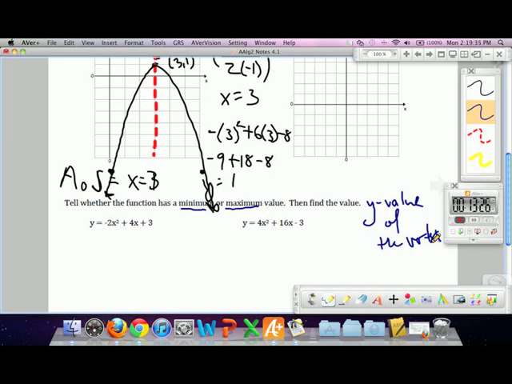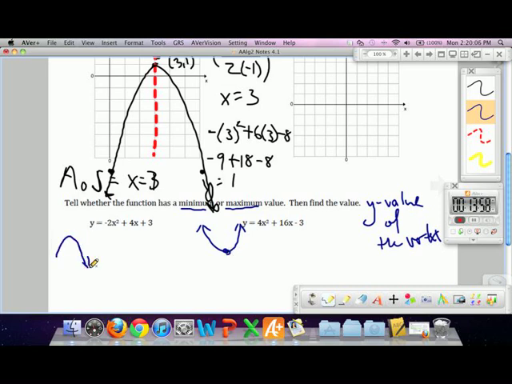Absolutely. If it's a positive value, then the graph has got to look something like this. It's got to look like a right side up parabola, so the vertex is the lowest point. If it's a negative value, that means it's an upside down parabola. So the graph has got to look like this, which means the vertex is up here, which means we have a maximum.